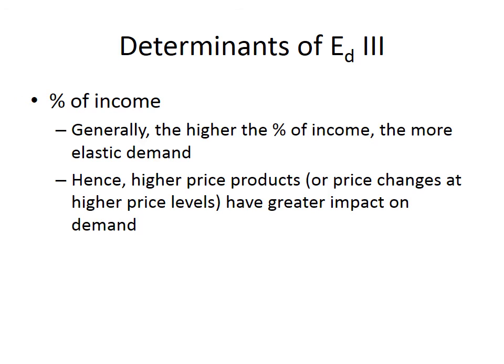What happens is with durable goods, that tends to be at a lower price that they'll become sensitive. With higher price ticket items, that's going to be at a higher price range. So the greater the percentage of income, the more elastic it's going to be.